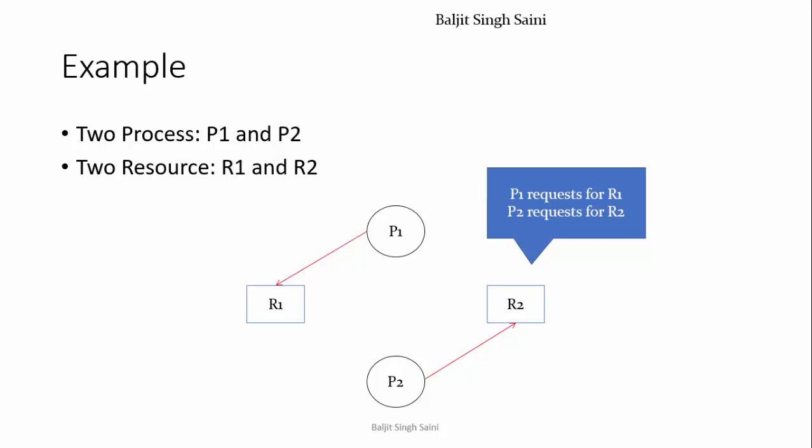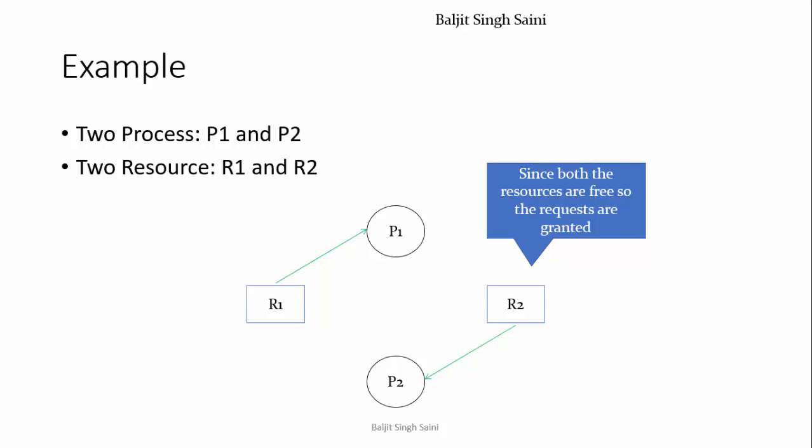Now if the resource is free, then we can allocate this resource to the process. So now R1 and R2 are both free. This means that these requests can be granted. Hence R1 is allocated to P1 and R2 is allocated to P2.